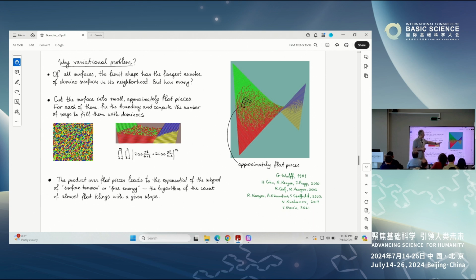So that way, you know how many things you have in the neighborhood of each of the small tiles. Now you can take the product over all of these small pieces. That will tell you approximately how many different height functions you have in the neighborhood of your surface. You take the log, the sum gets turned into the integral when the sizes of these go to infinity. And so that tells you that there is an integral functional whose maximum should produce the limit shape.